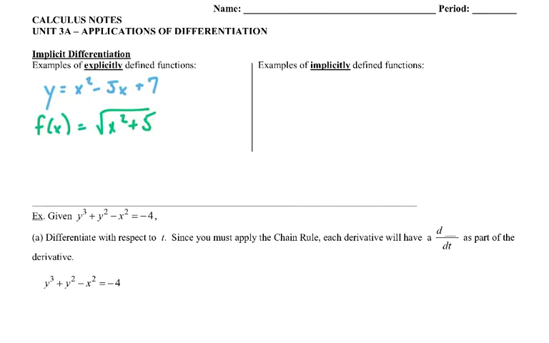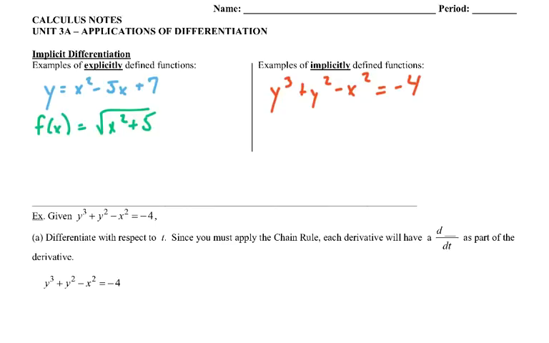Now, implicit functions are where we cannot separate x and y completely. y will never be completely in terms of x. One example, just a polynomial style function, would be y cubed plus y squared minus x squared equals negative 4, or some constant. No matter what you do here, you're not going to be able to have y alone and everything in terms of x on the other side. But it's still a relationship.